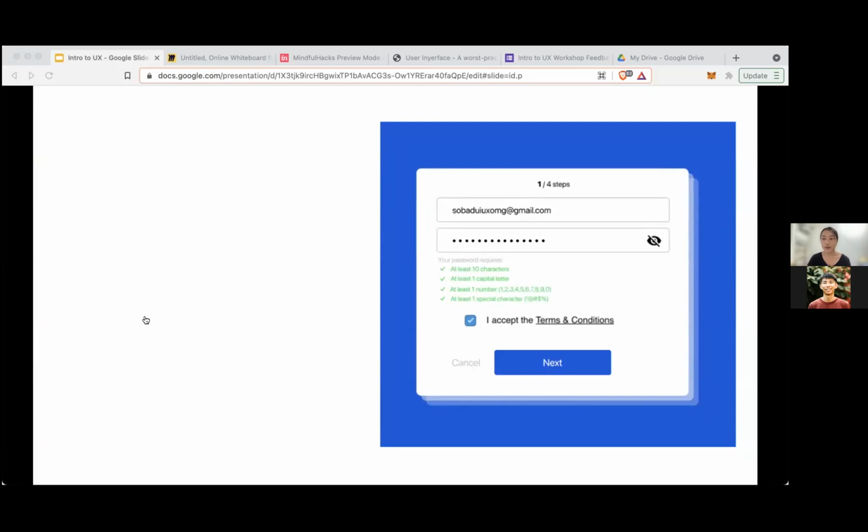So that means when the user enters their email and password, and the password matches the requirement, it will go green. That means safe, success, or go. So you see, we're using the universal color meaning of green here. And when the user has entered the information correctly, the next button will also light up. And if the user wants to see the password they just entered to make sure it's something they can remember, they can click on the eye icon to see it.